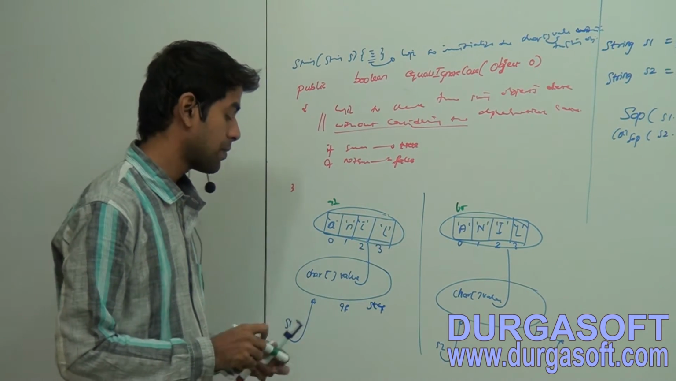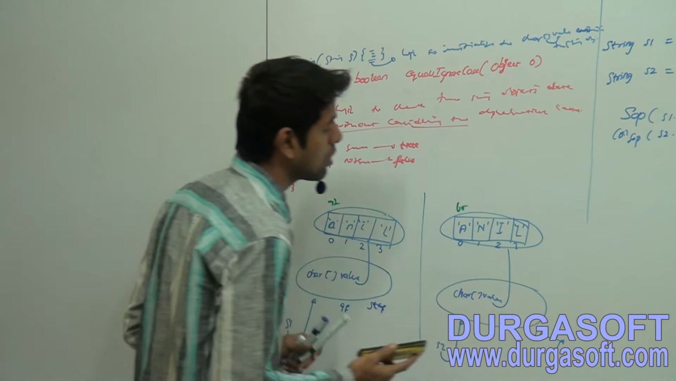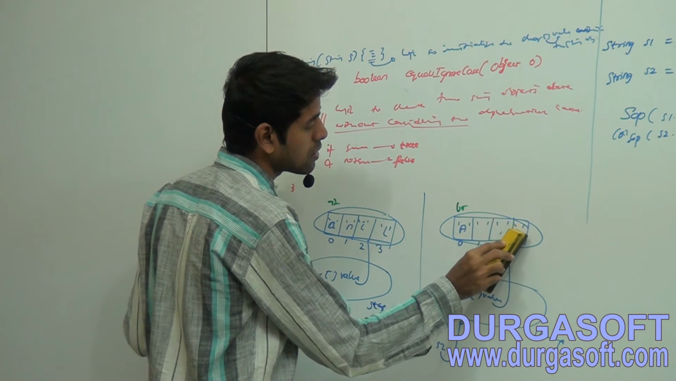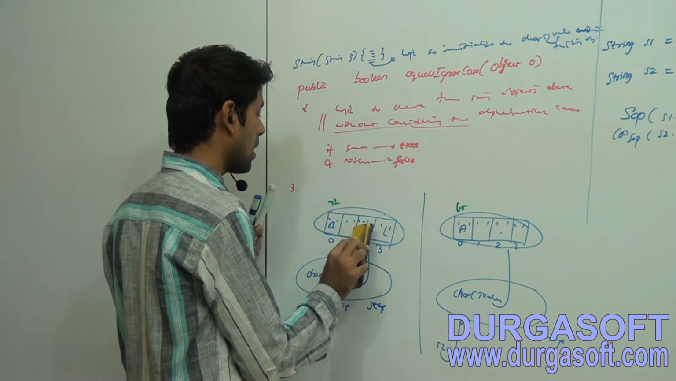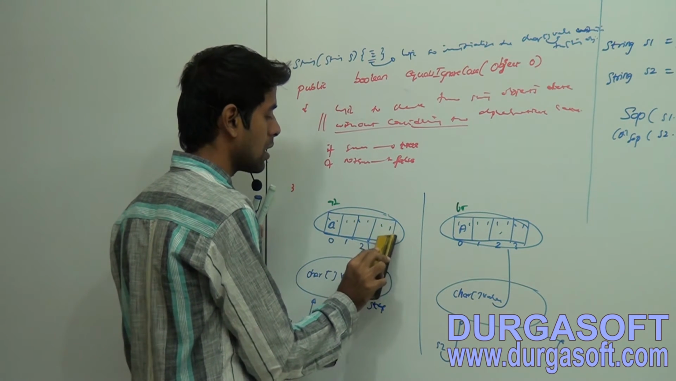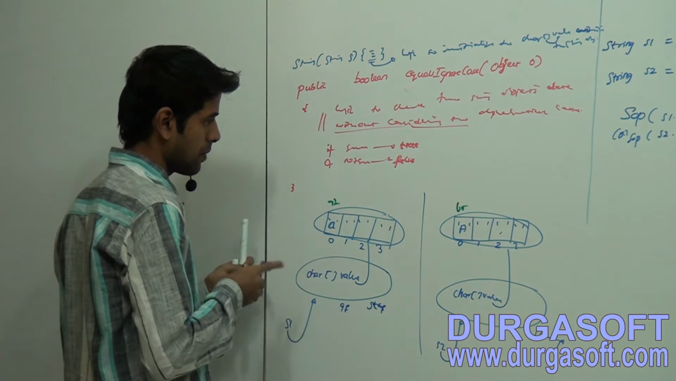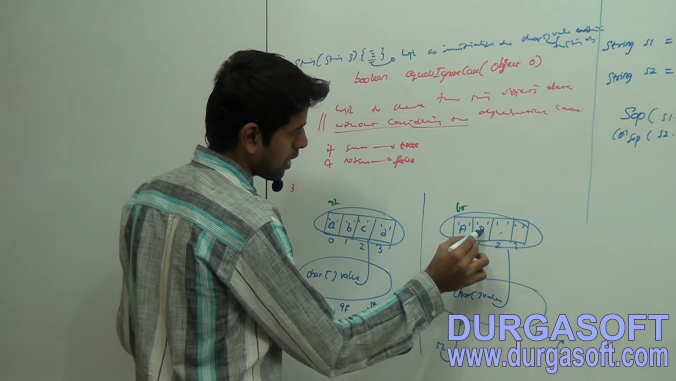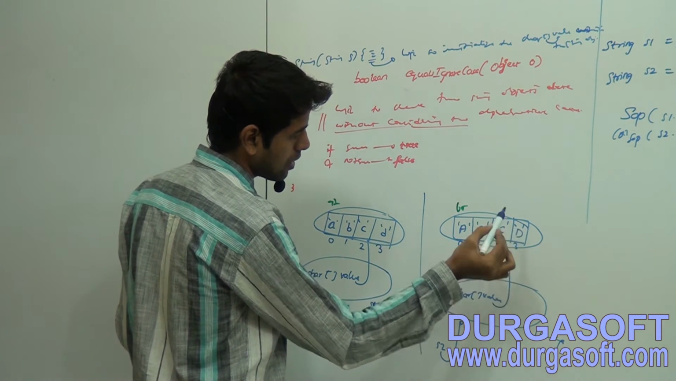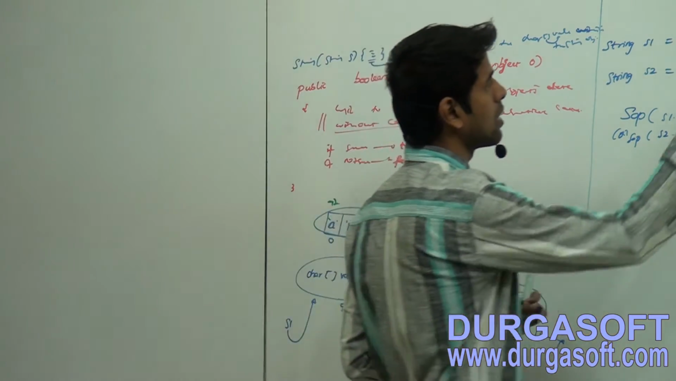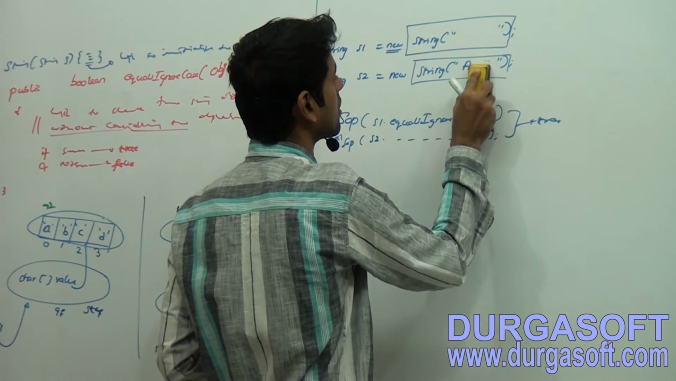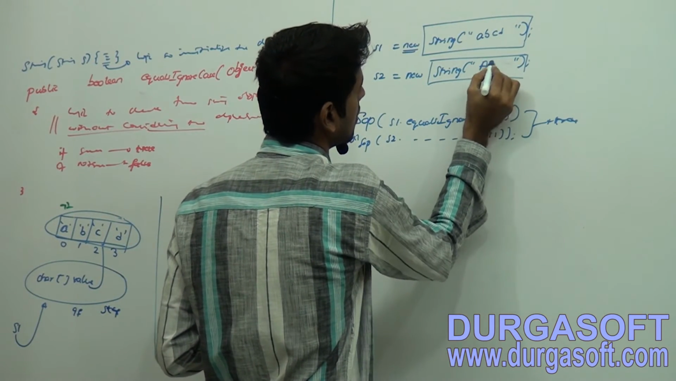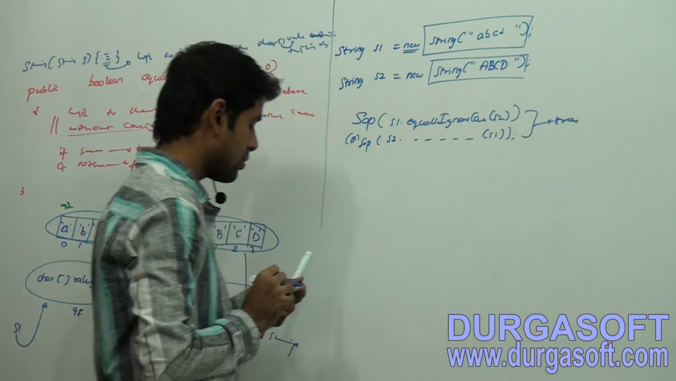Of course, it will be a bit difficult to understand if I take it like this. Let me take A, B, C, D, capital B, capital C, capital D. Now here let me put the content as a, b, c, d.